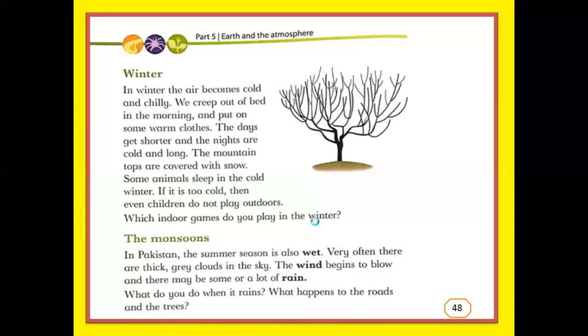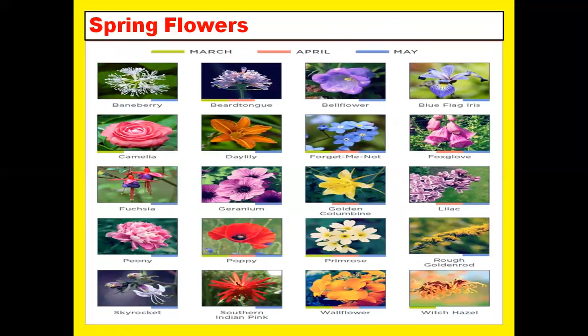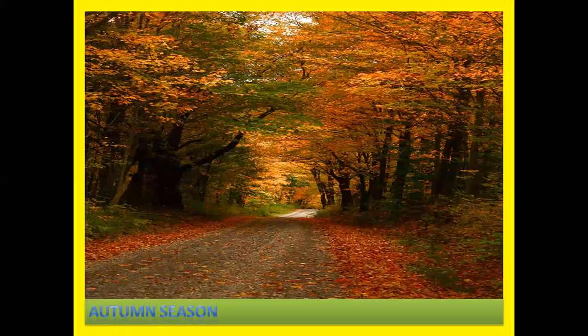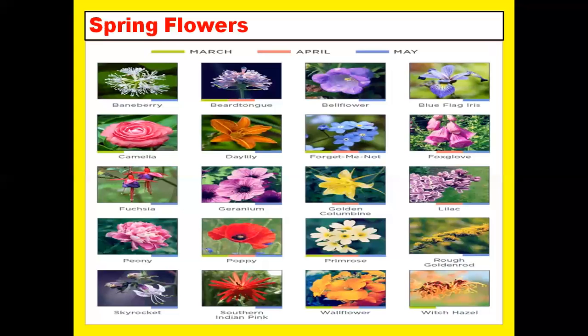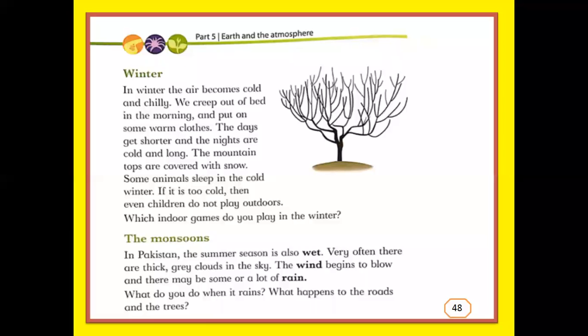Okay, students, now just look at these flowers, and then I will tell you about these flowers, and also I want to show you the season autumn. These are the flowers that you can see in the spring. Okay, and this is the autumn. Now I will explain, and then I will tell you about these flowers and about autumn.